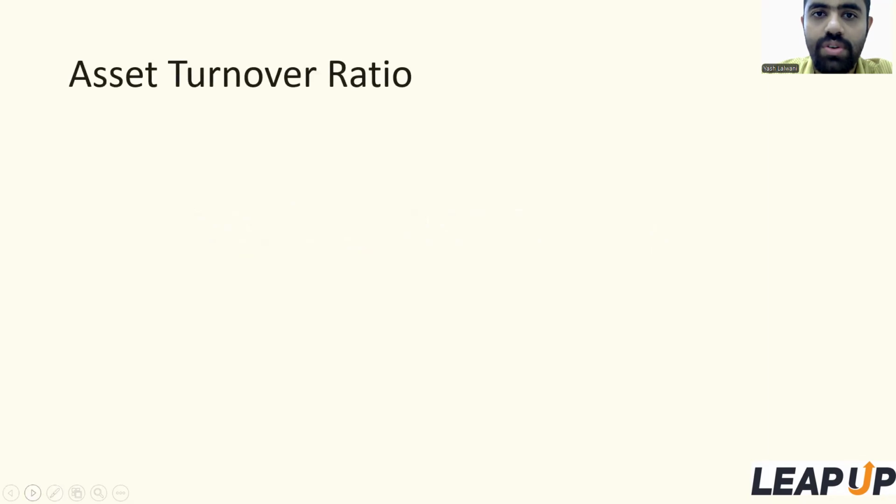Today we would be discussing the concept of asset turnover ratio. So what is the formula for asset turnover ratio? What is the aim of calculating the asset turnover ratio? What does it mean? Let's get started. The formula for the ratio is simply revenue divided by total assets.